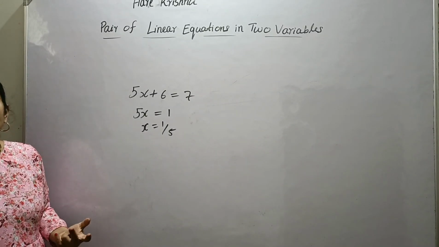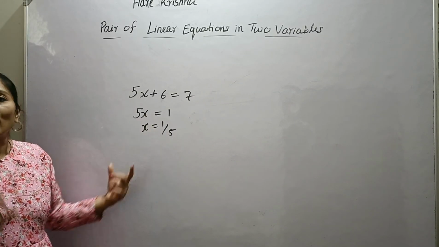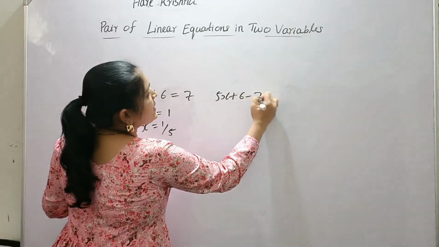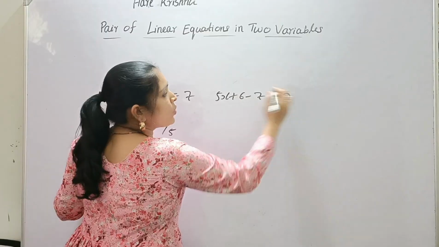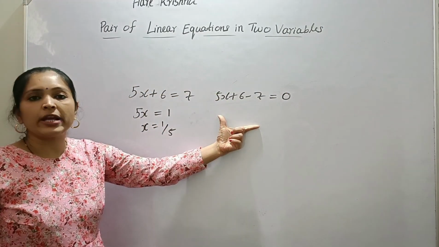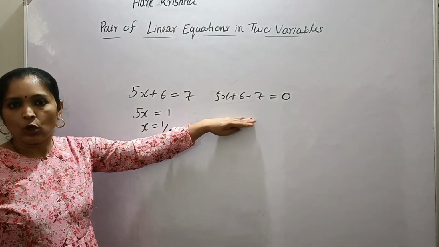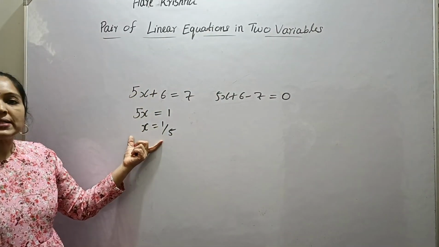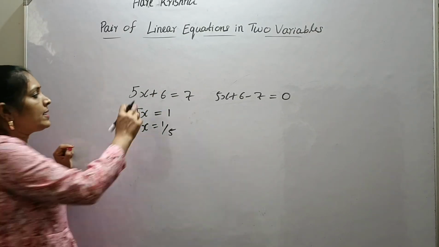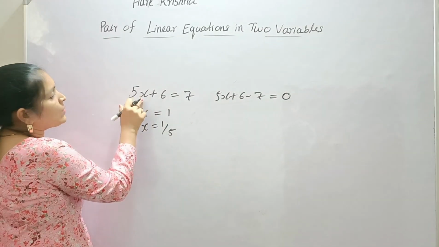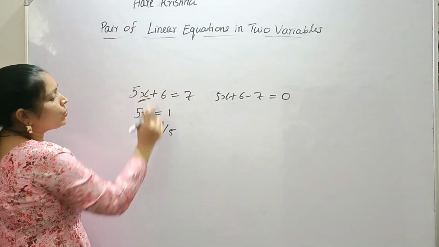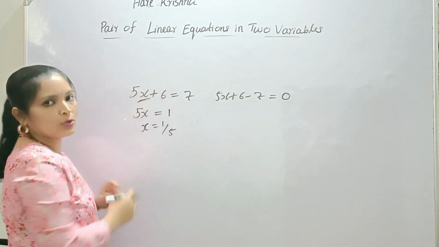See, what is the solution? A solution is nothing but a zero of the polynomial, right? See, 5x plus 6 minus 7 is a polynomial. When it is equal to 0, it becomes an equation. So the zero of the polynomial is the solution of the equation, the value which satisfies the equation. See here, if you substitute x is equal to 1 by 5, you will get 7, right? Therefore, x is equal to 1 by 5 is the solution of this equation.